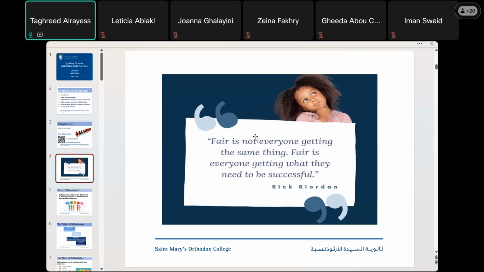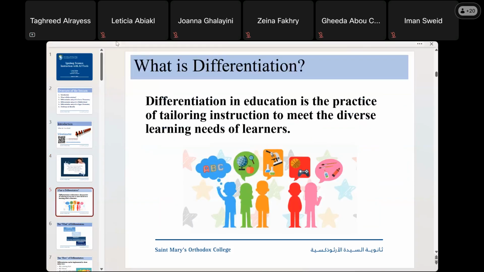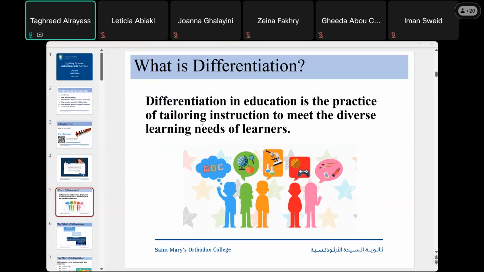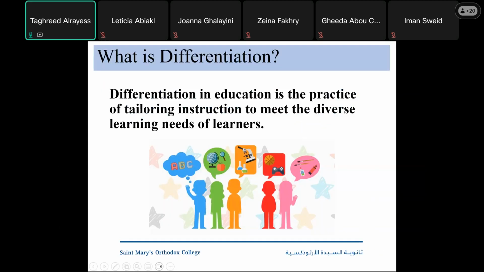Let's begin by defining differentiation. Differentiation in education is the practice of tailoring instruction to meet the diverse learning needs of learners. It means that instead of teaching everyone in the same way, we need to adjust and modify our approach to make learning more accessible and meaningful for everyone, no matter their ability level, learning style, or background.